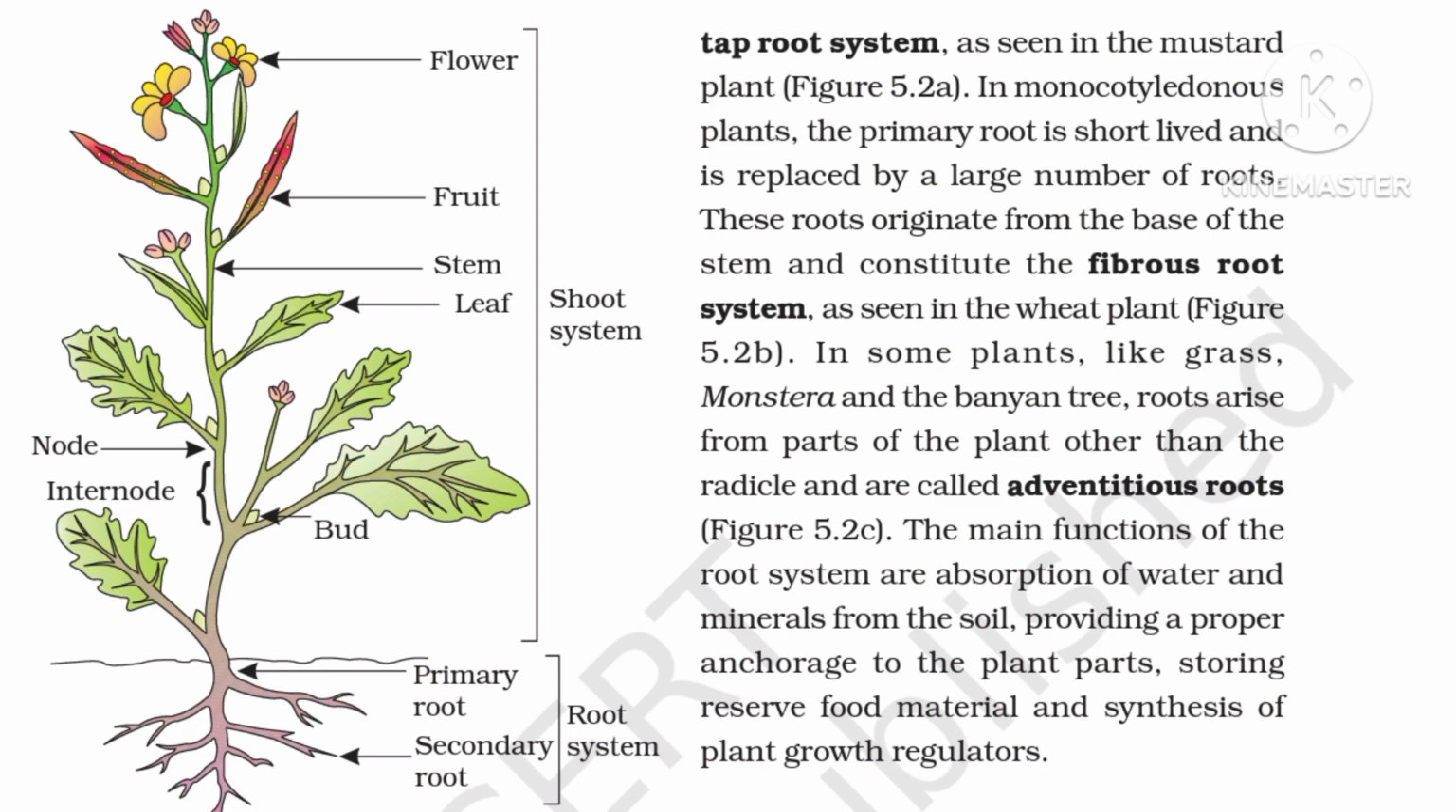The main functions of the root system are absorption of water and minerals from the soil, providing a proper anchorage to plant parts, storing reserve food material, and synthesis of plant growth regulators.